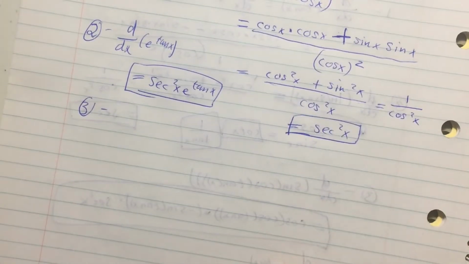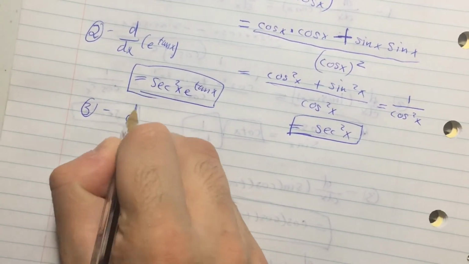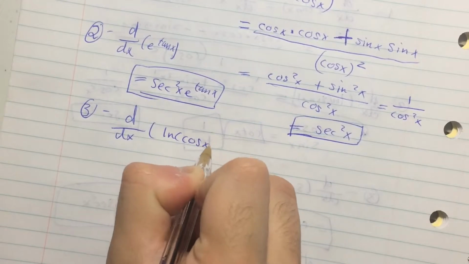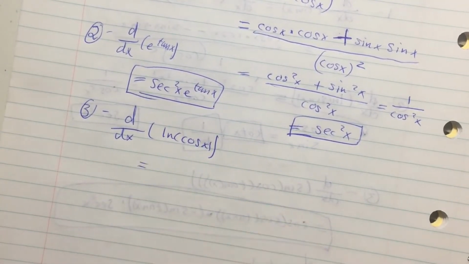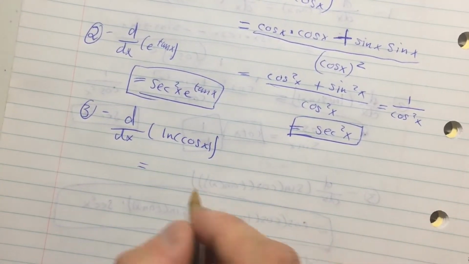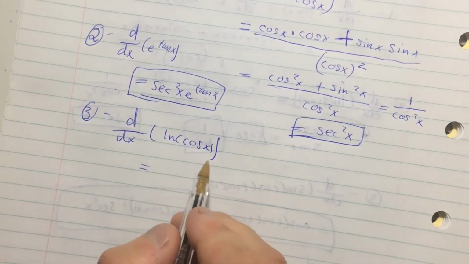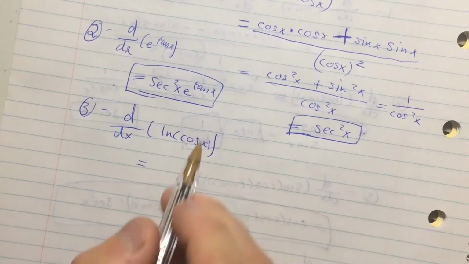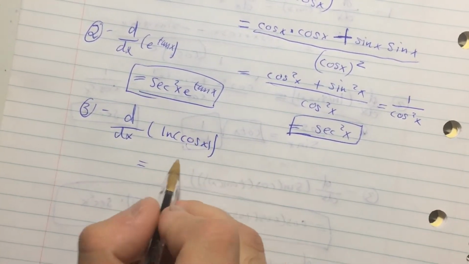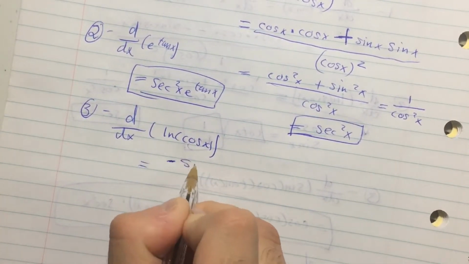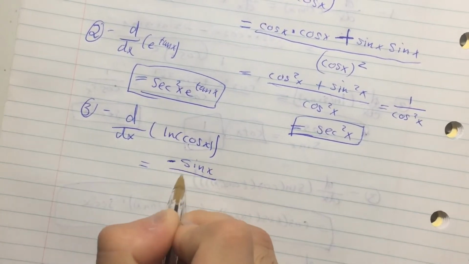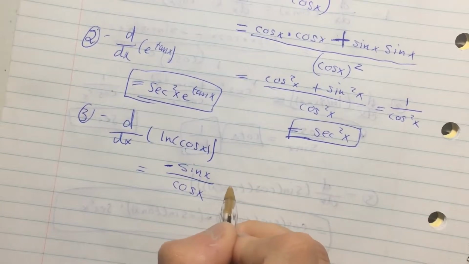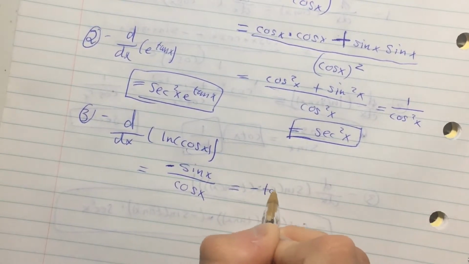And that's the ln of cosine of x. So the derivative operator, yet again, what does that equal to? Well, the derivative of ln of anything is the derivative of whatever's on the inside divided by the original function. So the derivative of cosine is negative sine of x, and then divided by the original function, cosine of x, which is just equal to the negative tangent of x.